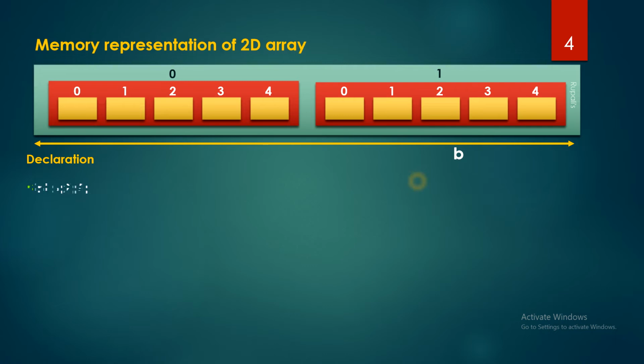So how can you declare a two-dimensional array? If the array name is B and the data type is integer, then you have to write [2][5], which means 2 rows and 5 columns.